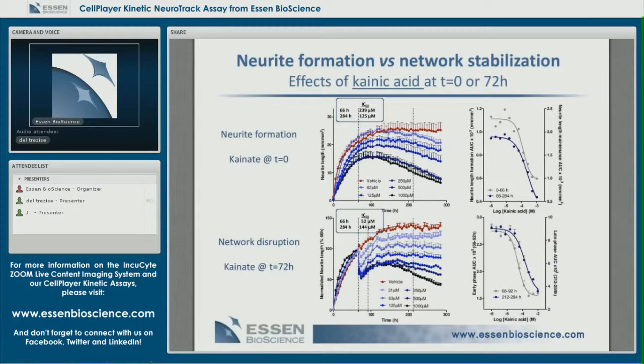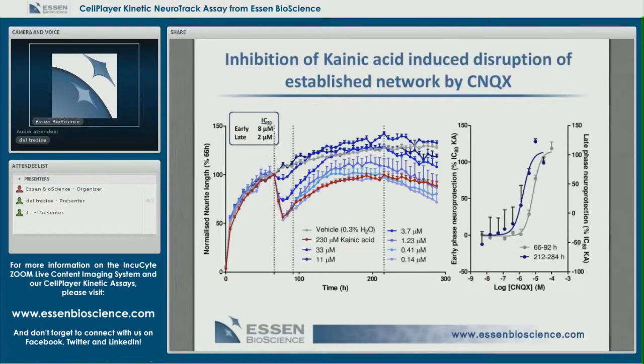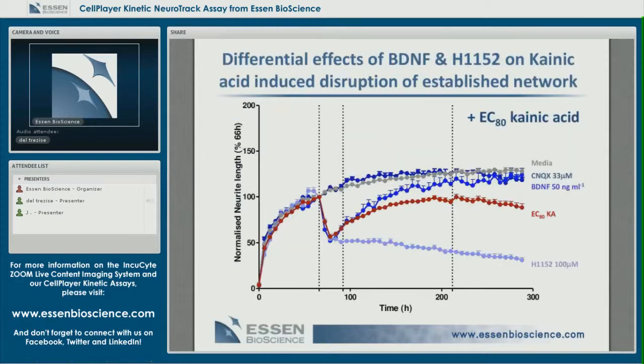When we did the network disruption experiment with kainic acid in the presence of CNQX, we could completely inhibit the effect of kainic acid, as demonstrated on this slide. Interestingly, when we studied the effect of kainic acid in the presence of BDNF, we could partially impair the effect of kainic acid at the later time points. But when we did the experiment in the presence of the protein kinase C inhibitor H1152, we found an augmentation of the kainic acid induced destruction of the neural network.